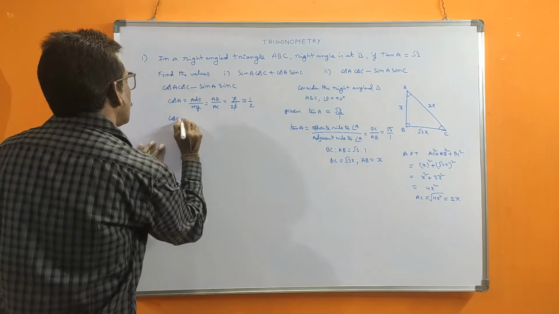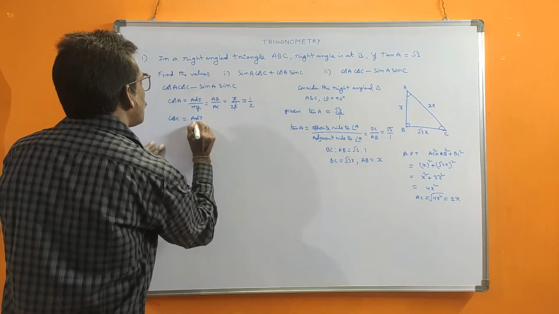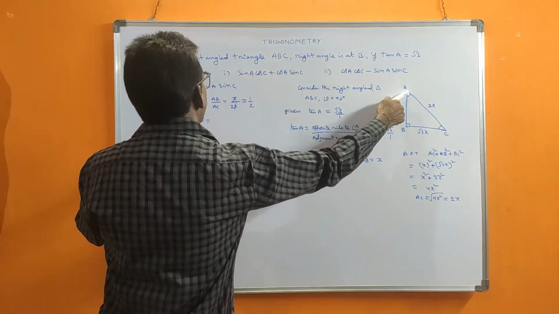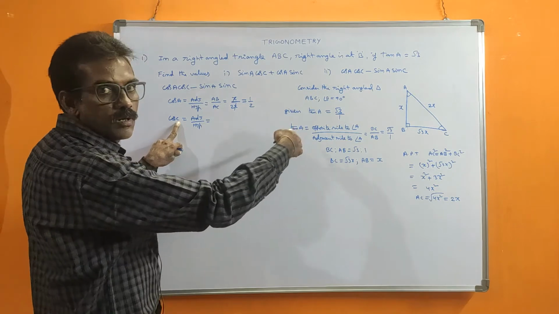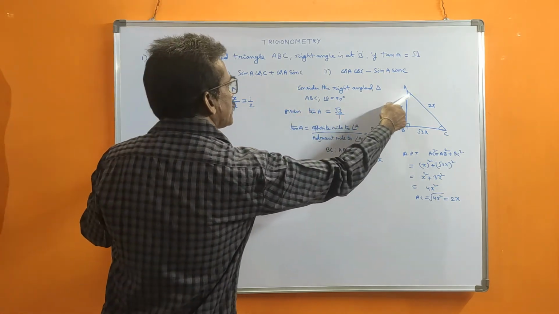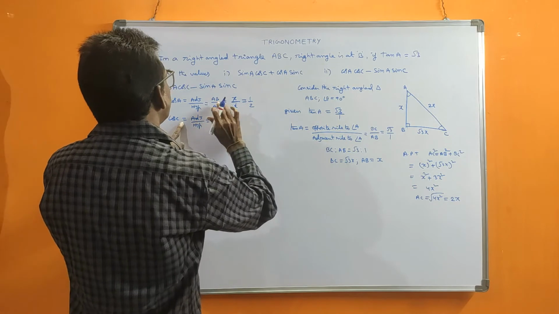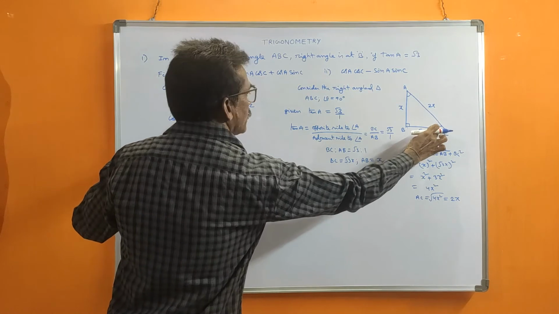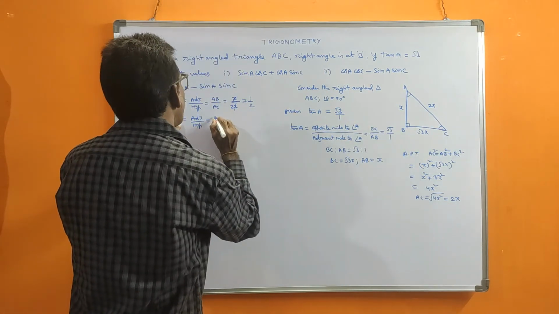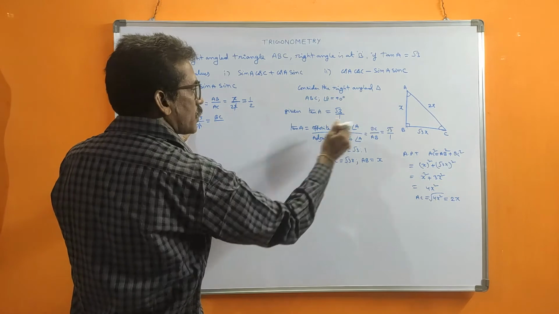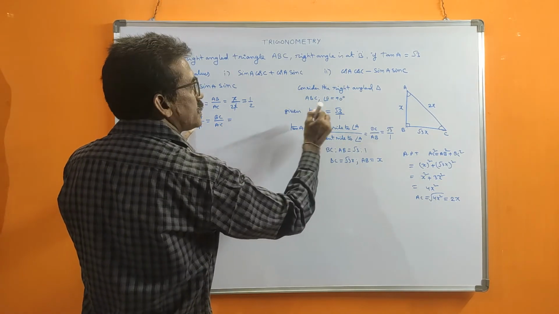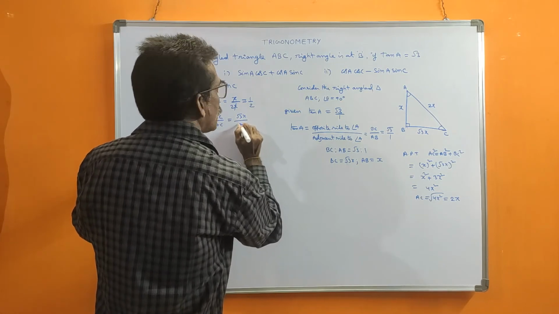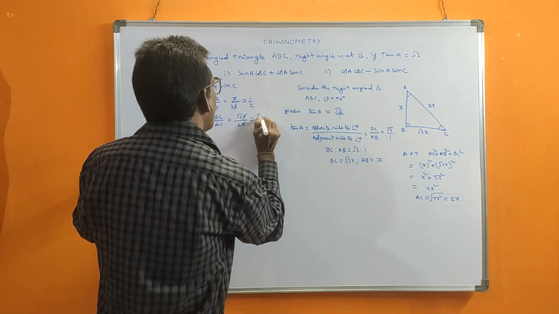Next cos C. Same cos formula, adjacent side by hypotenuse only. But the angle changed. According to C you should see now. The formula is the same, but the angle changed, so the sides will change. For A, the adjacent side is AB. For C, the adjacent side is BC. Hypotenuse is AC only. Now the values: BC is root 3x by AC 2x. X cancels. Root 3 by 2.